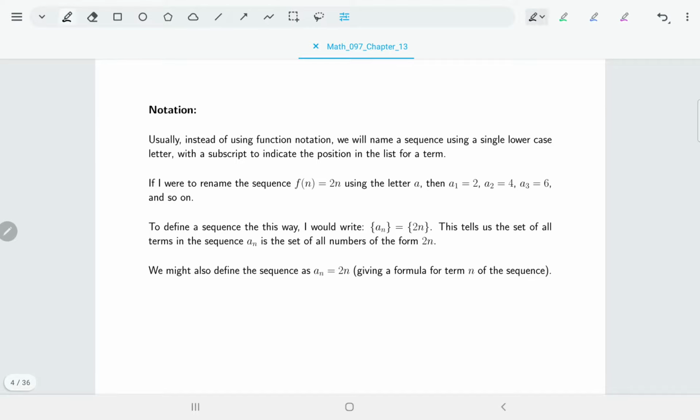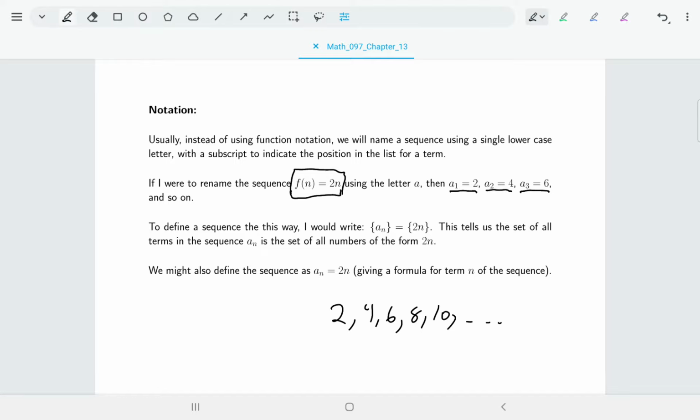This idea of using a name for our sequence. Just like how for a function, I could name a function f, we can name a sequence with a single letter as well, and use subscripts to talk about what position in the sequence we're talking about. So for that same sequence of numbers, 2, 4, 6, 8, 10, and so on, one way I could define it is in terms of that function notation, saying that f of n is 2n, or instead I could say a1 is 2, a2 is 4, a3 is 6, and so on. I can describe the terms in my sequence.